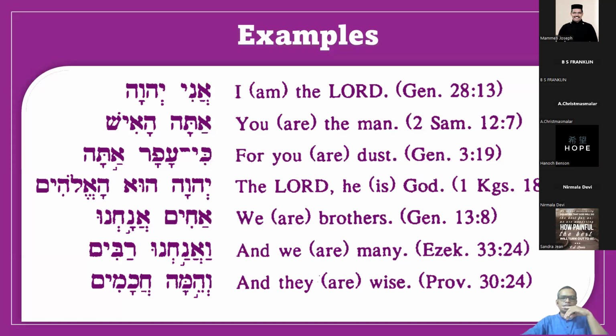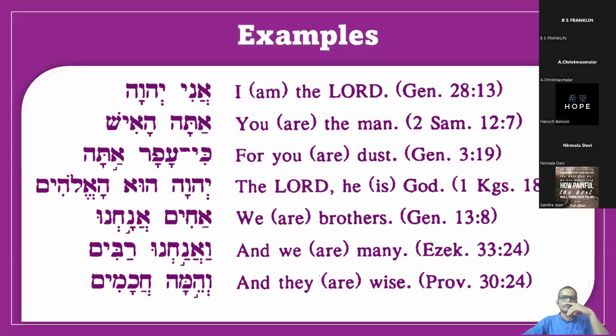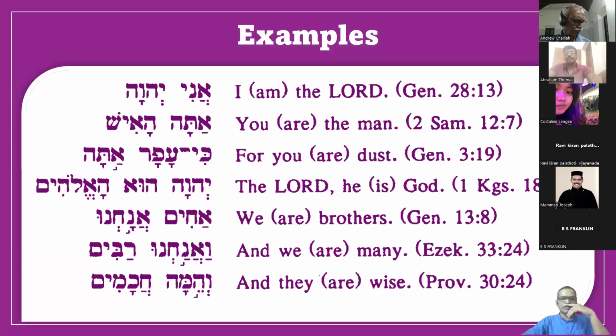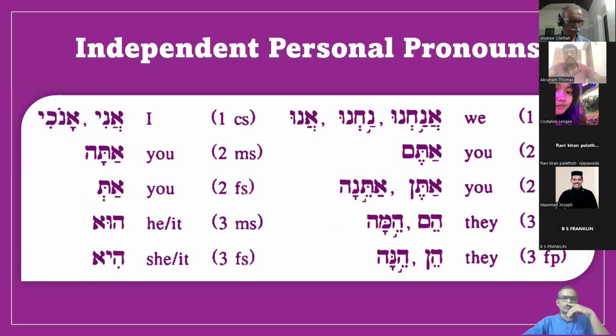Which one is the independent personal pronoun here? Hu, he, in Hebrew. Any idea what is the person, gender, and number of it? Third person, masculine, singular. Okay. All right.